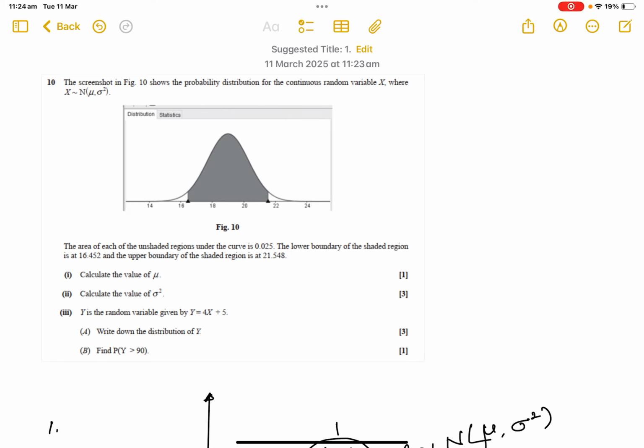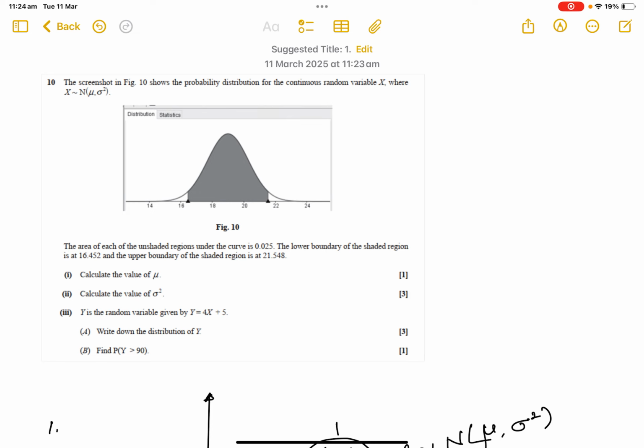In the diagram given, the area of each of the unshaded regions under the curve is 0.025. The lower boundary of the shaded region is at 16.452, and the upper boundary of the shaded region is at 21.548. Calculate the value of mu. Calculate the value of lambda squared.